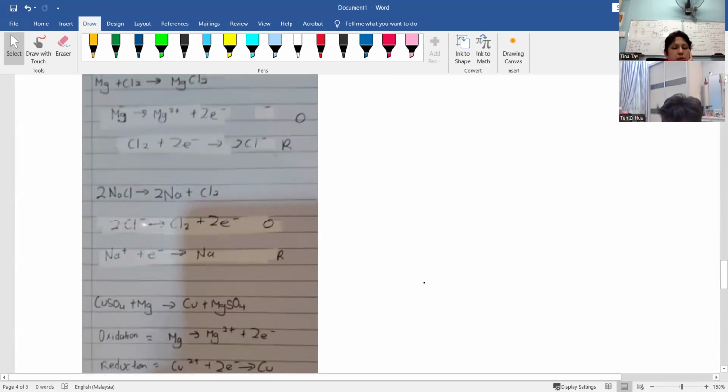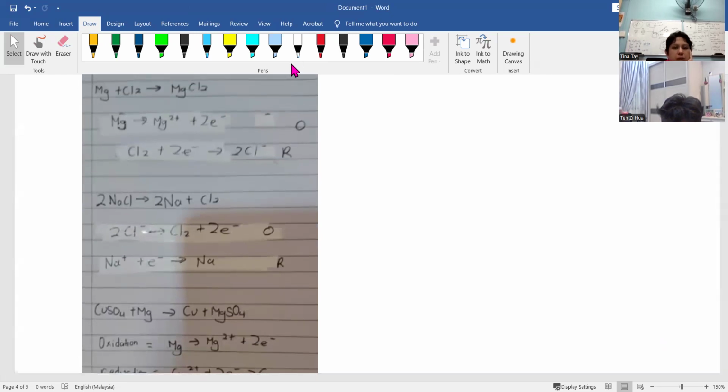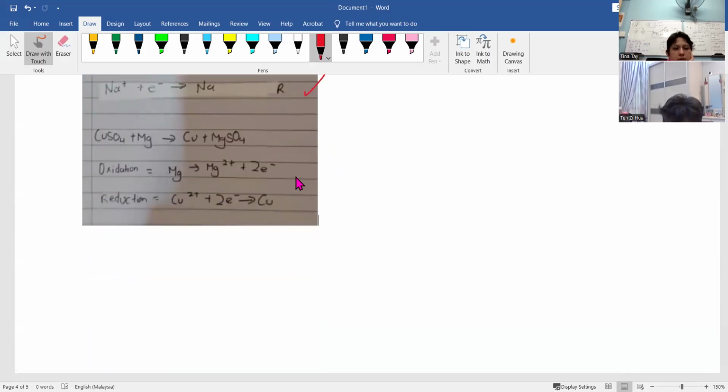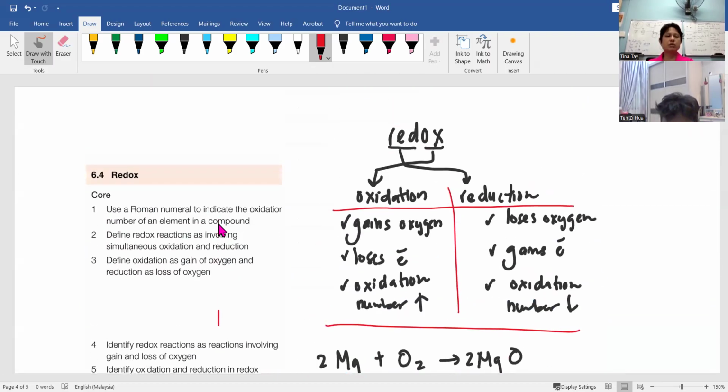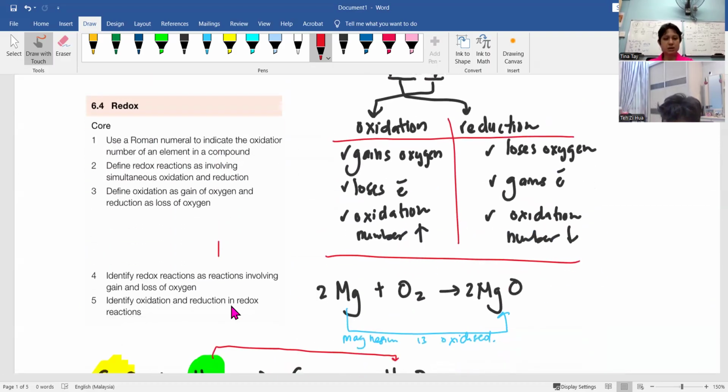Okay, correct. Oxidation, reduction, right? Oxidation, reduction, correct. Okay, very good. So now that is in terms of electrons.